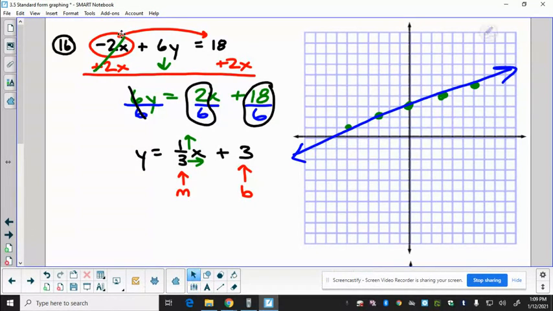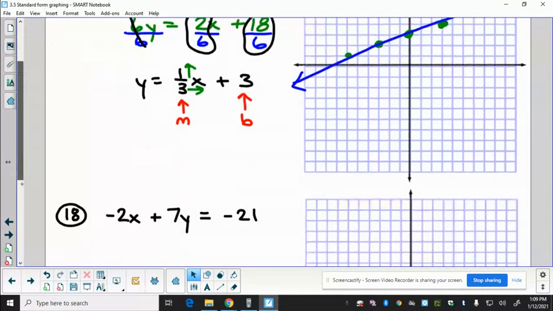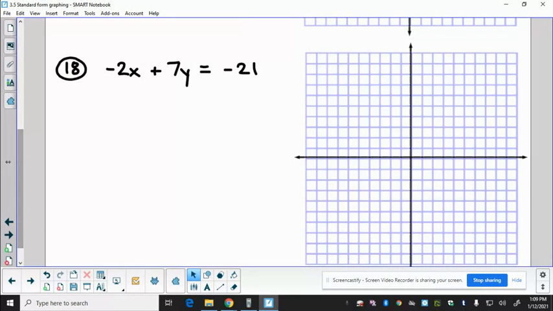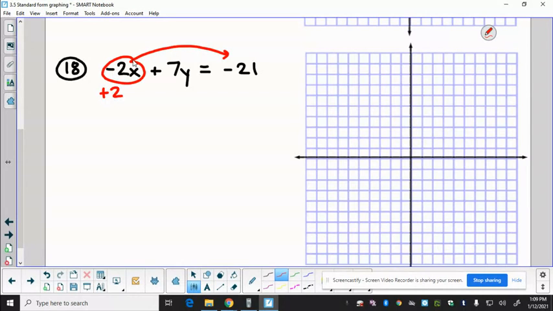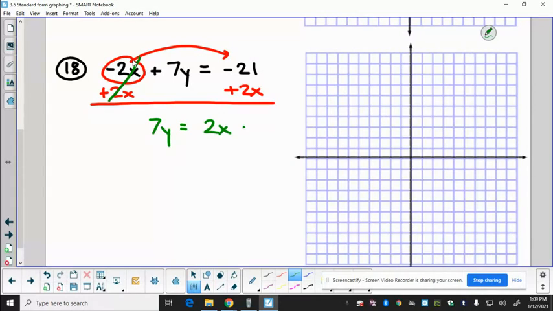Let's try number 18. Hopefully we're getting the hang of things. Let's move that x term. Let's put the 2x first, the -21 next. Let's divide by 7. And let's simplify. This fraction will not reduce. This fraction will.